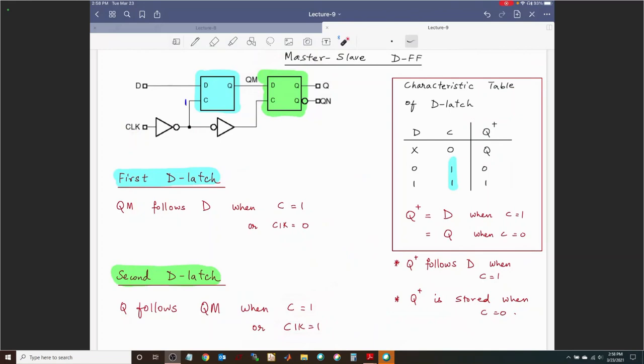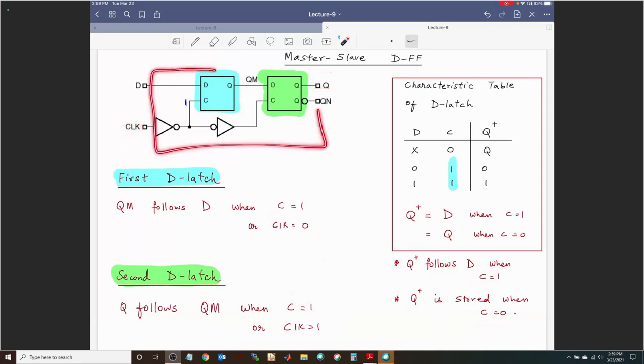You are latching on different levels of C. First D latch is based on low level of the clock. The second one is latching such that the output is able to change when clock is 1. So you combine these two together, what can you say? Well, you can say these two statements. Q plus follows D when C is 1, Q plus is stored when C is 0, and you have applied these two things to both the latches. And if you did, the output of the first latch is able to change when clock is 0, the output of the second guy is able to change when clock is 1.